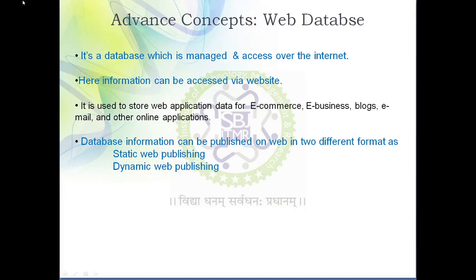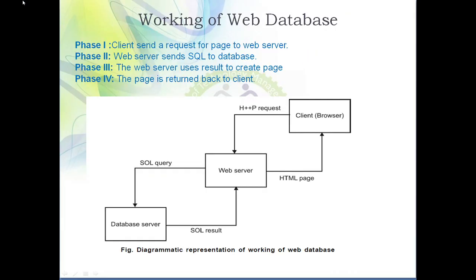It is used to store data for various web applications: e-commerce industries, other e-businesses, blogs, email, and other online applications. The main thing is that you should know that a web database is a concept of accessing and managing a database over the internet, and a very good example is the Firebase database. Database information can be published on the web in two different formats: static web publishing and dynamic web publishing.